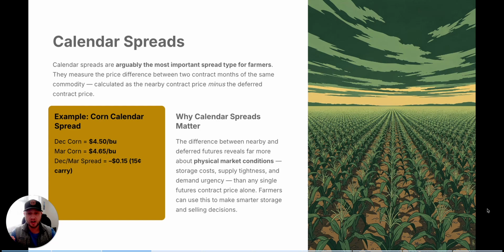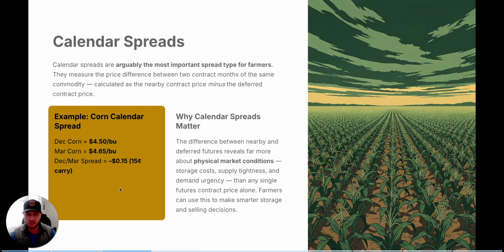It tells you a lot about what the market believes should be happening in regards to storage costs, and where the supply and demand situation is. It's something that you won't get when you look at just whether the futures price for a commodity of a specific month is up or down. So we can use this to make some smarter storage and selling decisions.